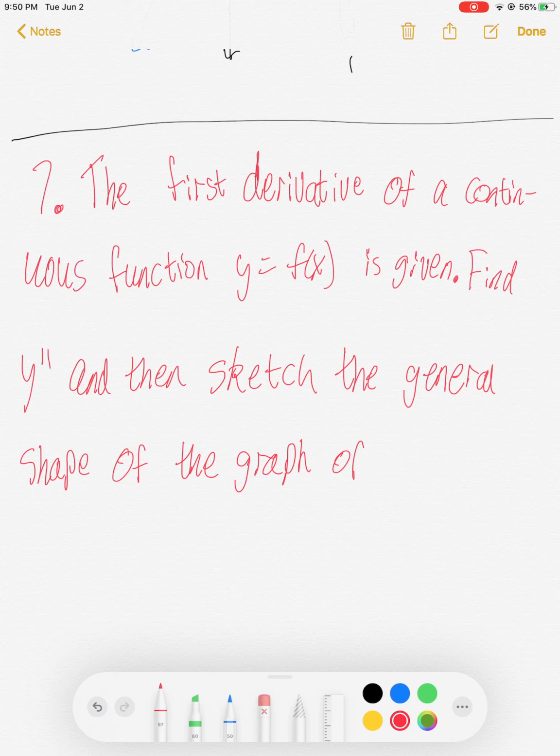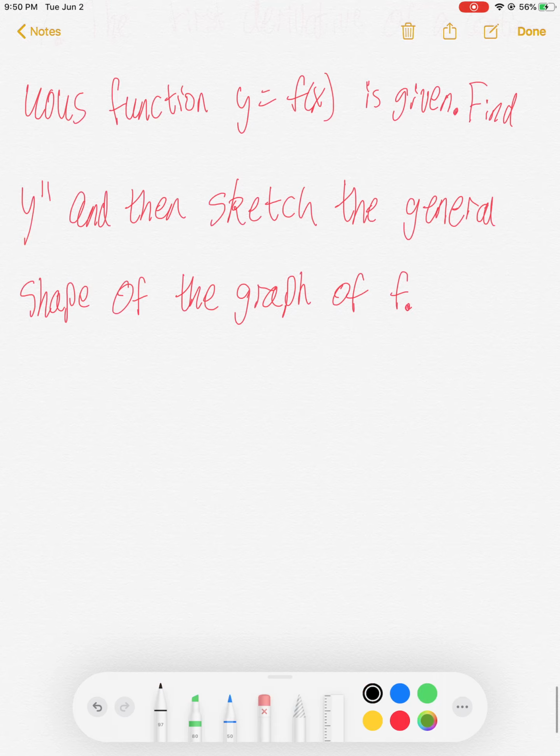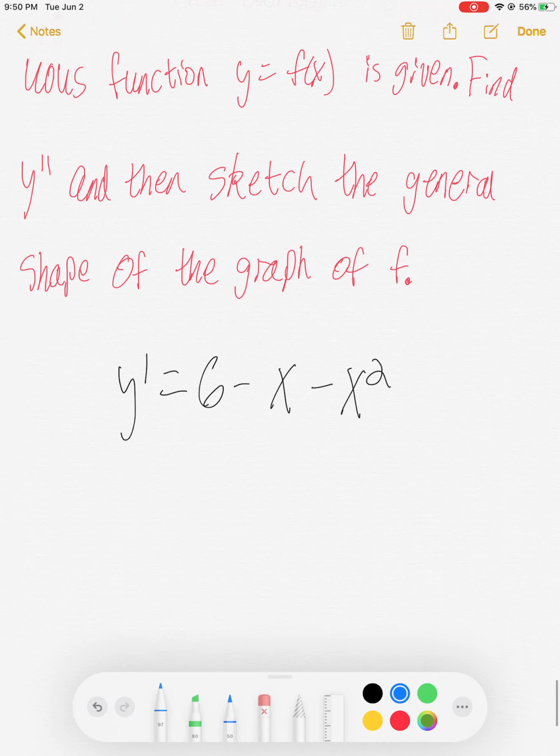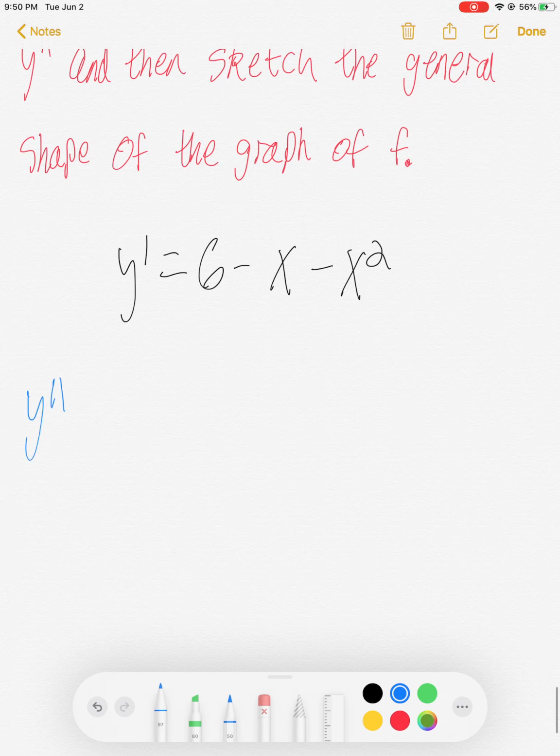And then sketch. So here they're going to give us even less information, and we're still going to be able to make a pretty nice picture. So it's the general shape of the graph of f. Okay, so the derivative we are given, y prime equals 6 minus x squared.